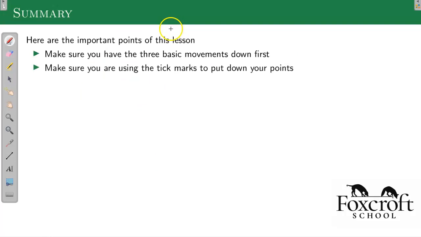All right, so important things are just make sure you know the 3 basic movements. You can move the midline, the amplitude, and the period. And then again, really make sure you're using those tick marks. They're there for a reason to represent these important points, the 5 important points on your graph. So make sure you're lining them up to create your final graph.